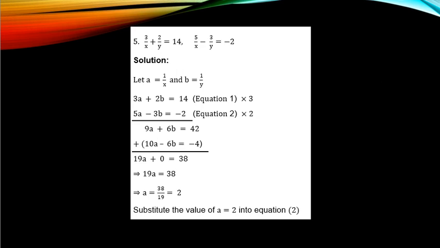Example 5, solve simultaneously 3 over x plus 2 over y equal to 14, 5 over x minus 3 over y equal to minus 2. These are special cases involving simultaneous equations.